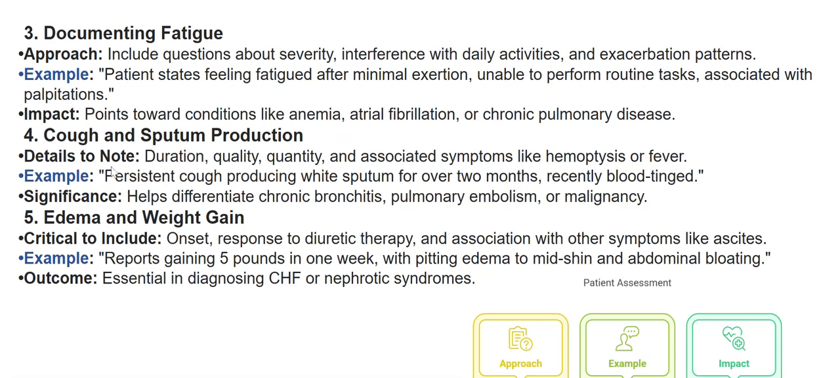Cough and sputum production: details to note include duration, quality, quantity, and associated symptoms like hemoptysis or fever. Example: persistent cough producing white sputum for over 2 months, recently blood tinged. Significance here helps differentiate chronic bronchitis, pulmonary embolism, or malignancy.